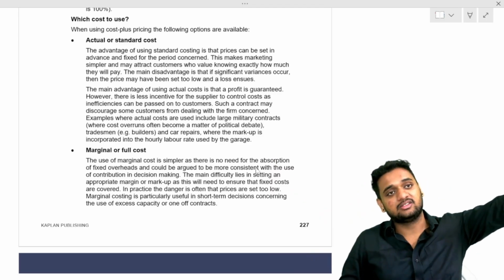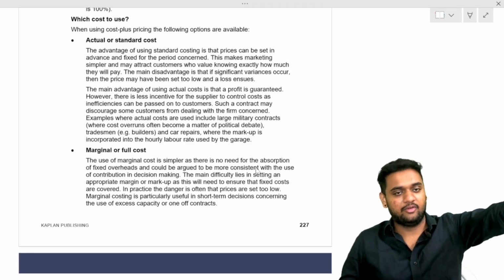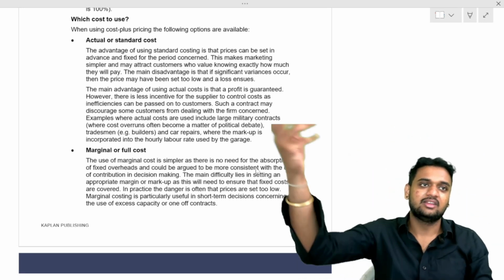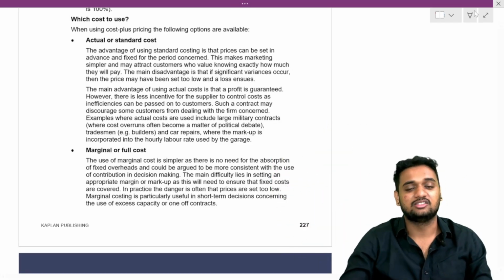First type of method is actual or standard: actual plus profit, standard plus profit. Second is marginal or full cost: marginal plus profit, full cost plus profit. Third is relevant: relevant plus profit. Understood? These are three methods. This is the cost plus pricing method.